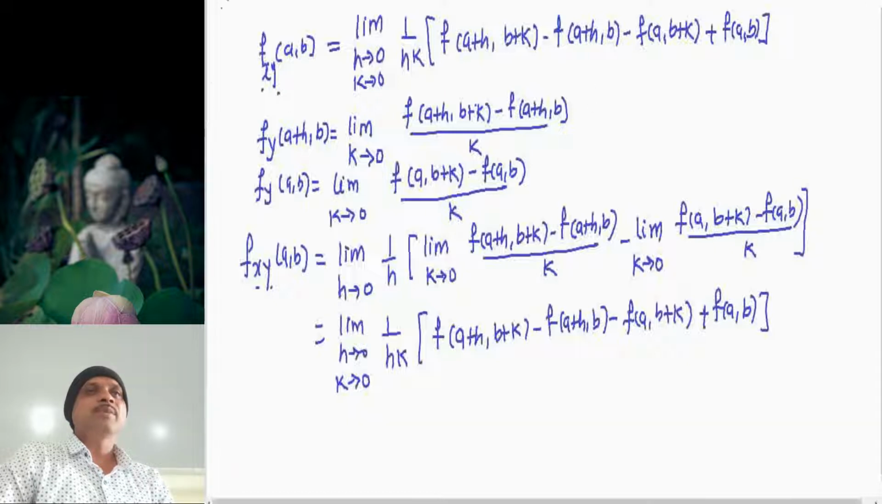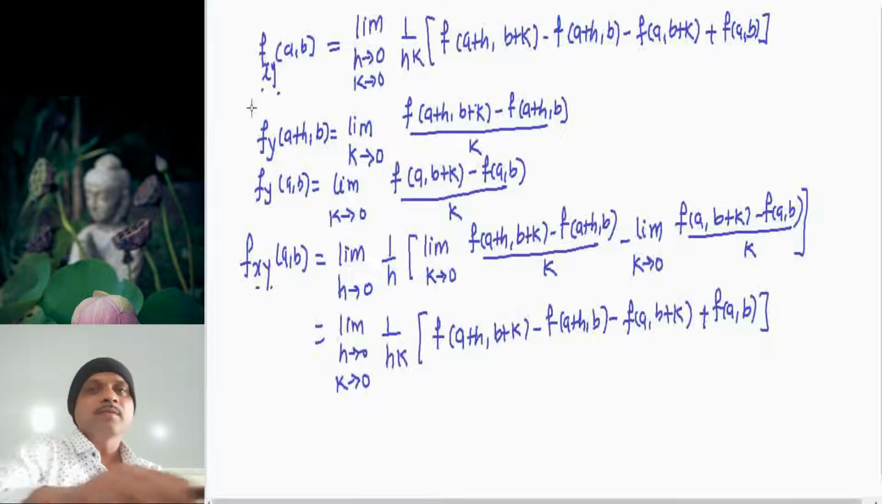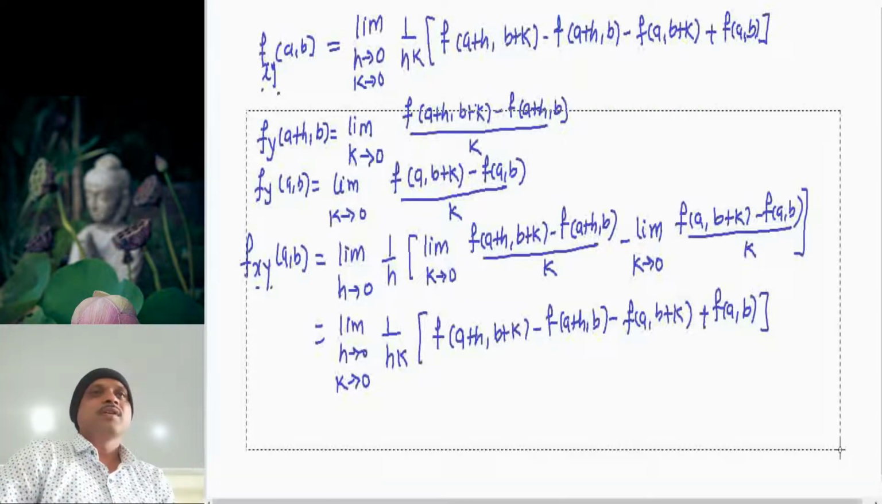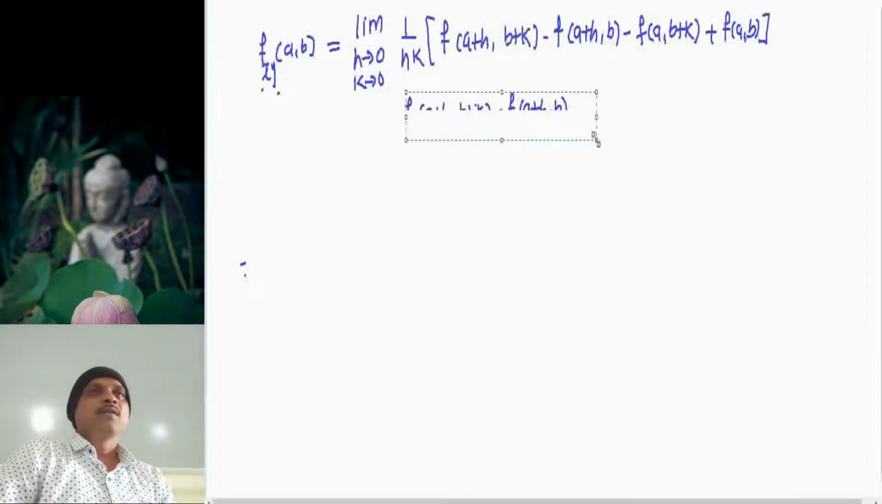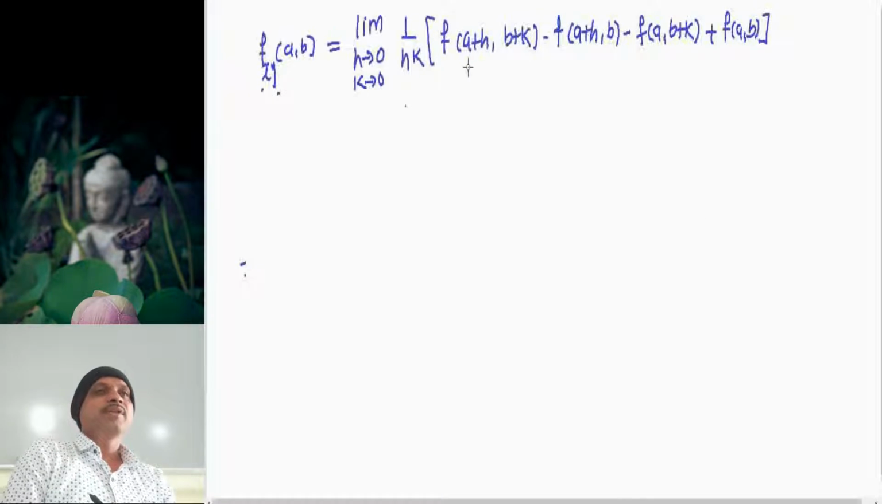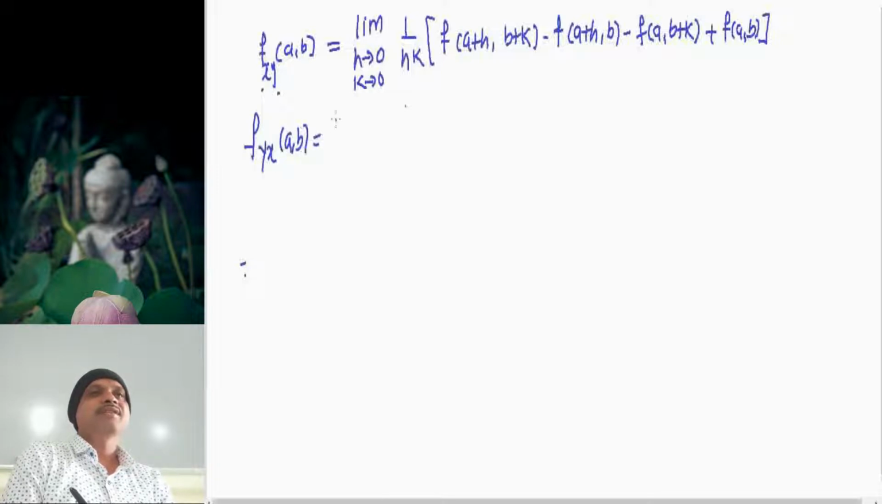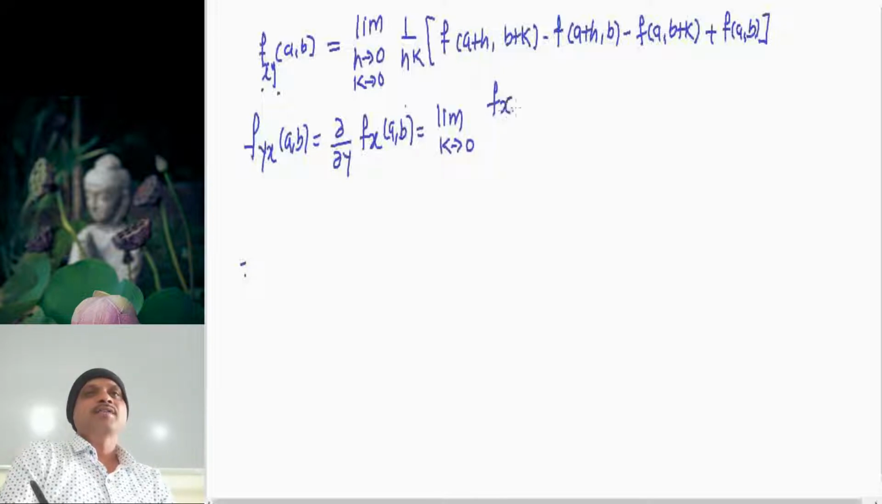Now consider another part with respect to yx, means with respect to x first. Now the derivative f_yx at (a, b), this means del by del y of f_x at (a, b), equals the limit k tends to 0 of f_x at (a, b plus k) minus f_x at (a, b) divided by k.